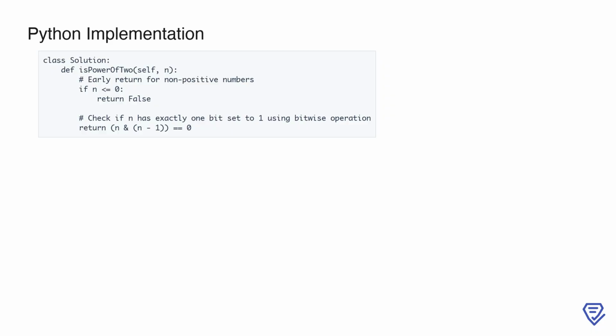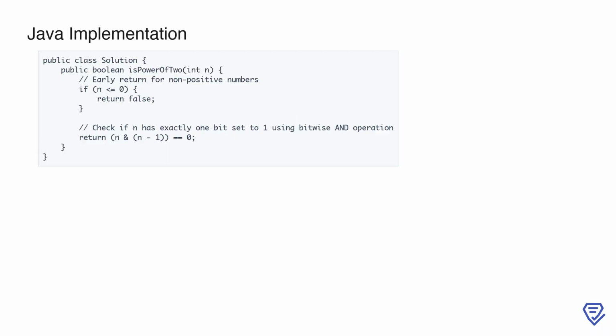3. Return the result. If n & (n-1) equals 0, the function returns true, indicating that n is a power of 2. Otherwise, it returns false for all other numbers. This approach is highly efficient, operating in constant time O(1), since the bitwise operations are performed in a fixed number of steps regardless of the size of n. The function is concise and handles all edge cases, including 0 and negative numbers, making it robust for any input within the problem's constraints. This is the Java implementation of LeetCode problem number 231, Power of Two.